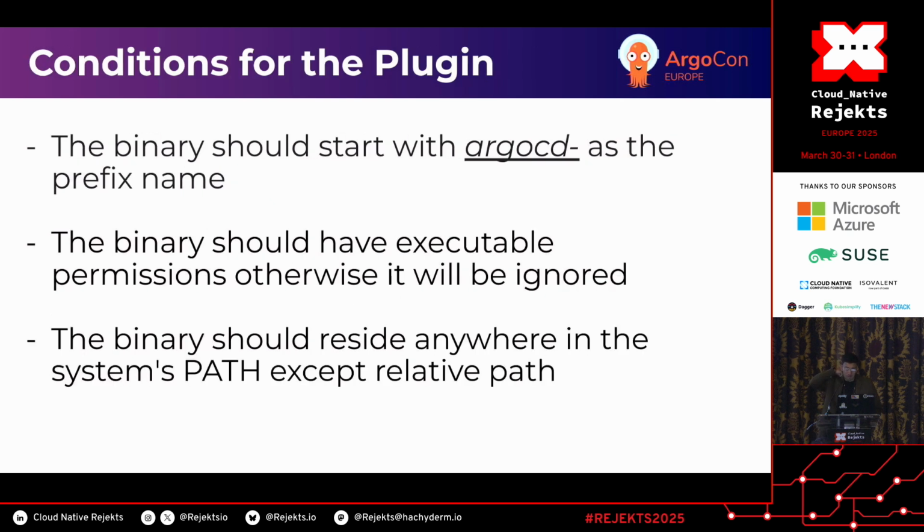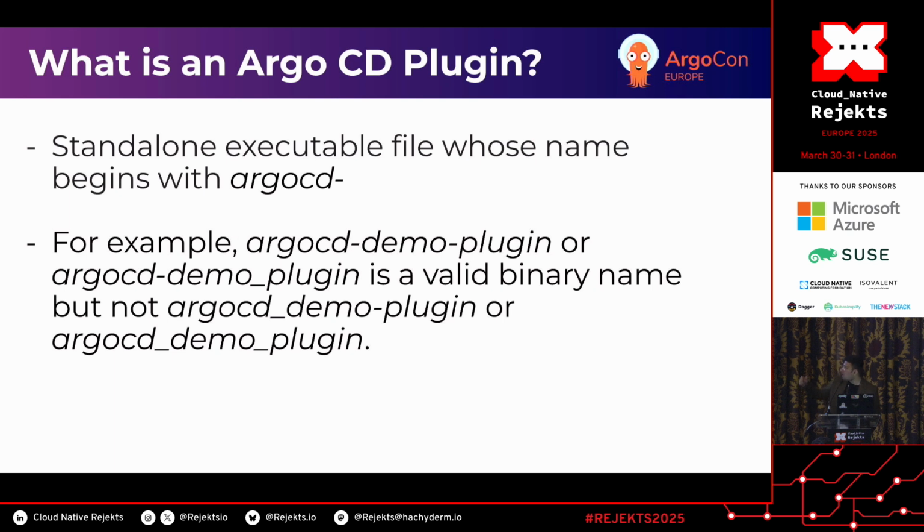Now, the second question that comes is, what are the conditions for an Argo CD plugin? There are only 3 conditions that need to be met here. The first is very simple: the binary should always start with argocd hyphen as the prefix name. So for example, if I come back here, argocd-demo-plugin is a valid plugin name, and argocd-demo plugin is also a valid binary name, but argocd underscore demo hyphen plugin is not a valid Argo CD plugin name. Why? Because right now you're starting with argocd underscore. That's not a valid plugin name.